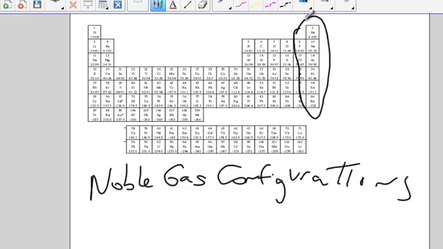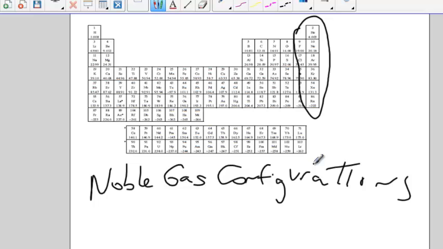And knowing what we know, they all end in p6, right? They all end with a filled shell. That's why noble gases don't react. Because the motivation for everything to react is to get a filled shell, and these guys already have filled shells. They end in p6, and that's what we want.